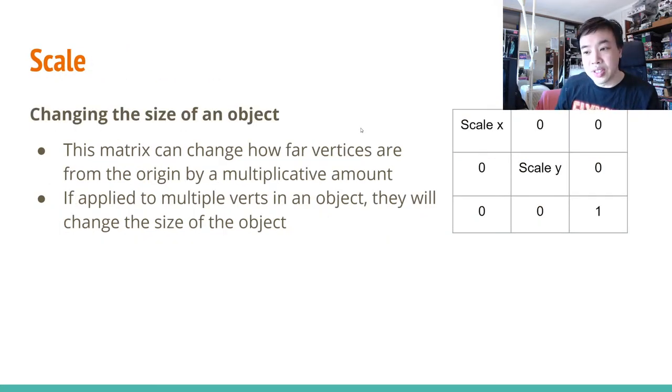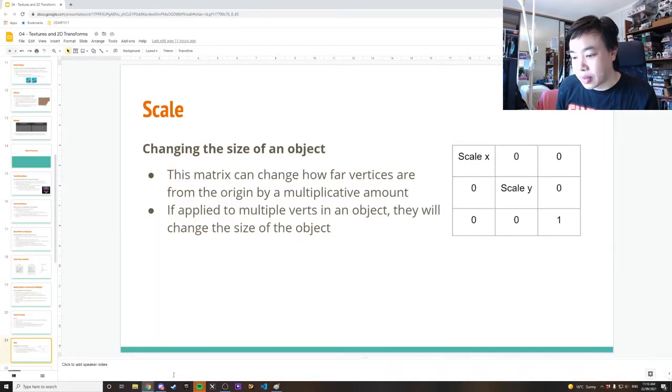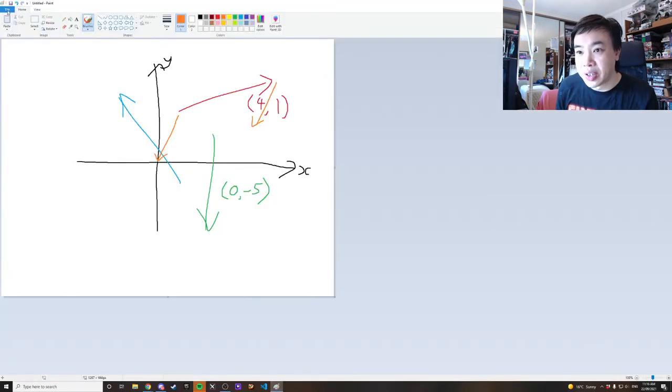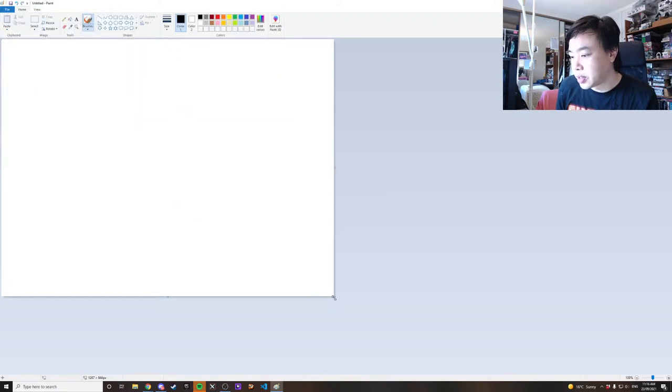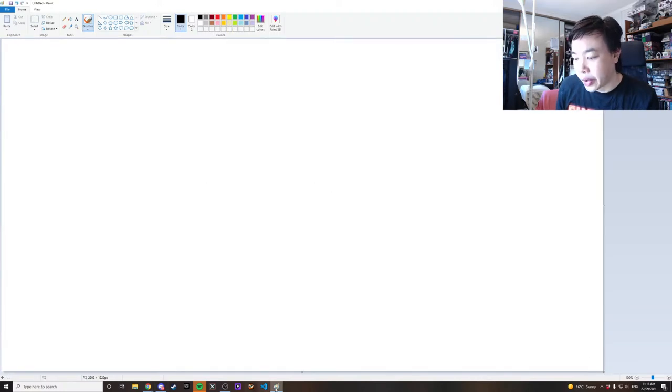The first one of these is changing the size of an object. I'm going to get all mathy. I'm going to use the equivalent of a whiteboard. Let's get a new one here. Don't need to save that.